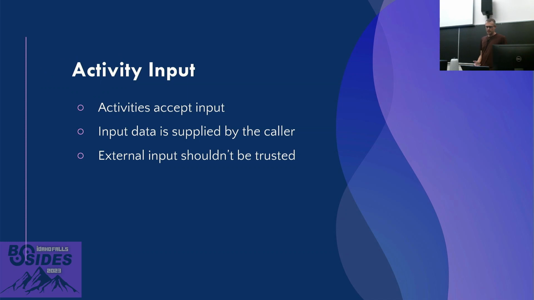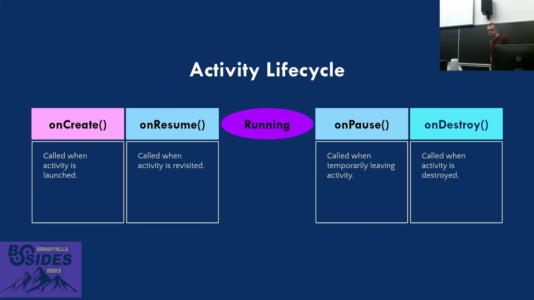So as we mentioned earlier, activities accept input. The input is supplied by the calling application, and external input should not be trusted. If we want to figure out what the app is doing with the input, then we have to look at the decompiled source code. In preparation for that, there are a couple of points about the activity lifecycle that we need to cover. If you're programming an Android application and writing an activity, Android has some APIs and frameworks that your activity has to implement in order for Android to recognize it as such. In Android Studio, it's essentially just a Java code file that has to implement certain methods.